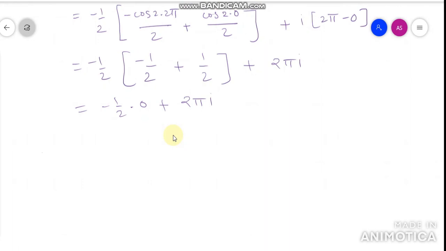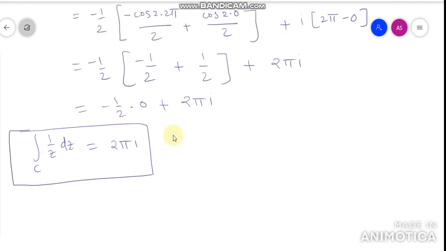Hence integral over c of 1 upon z dz equal to 2 pi i. This is the required result.